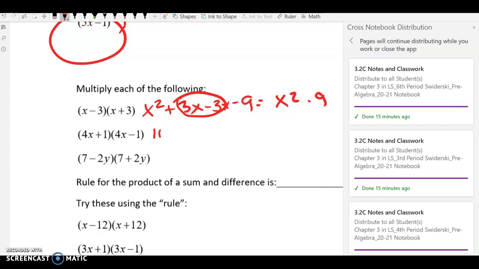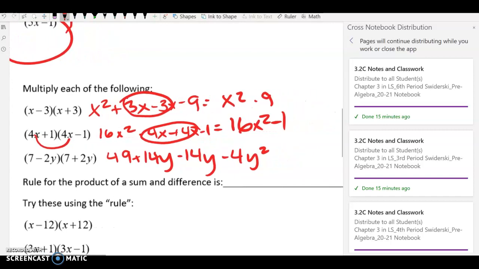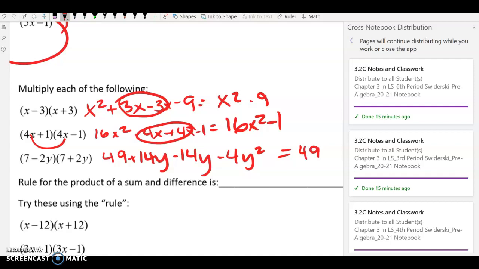Next one, same idea. First, 16x squared. Outsides, negative 4x. Insides, positive 4x. Last, negative 1. These guys cancel, so I'm just left with 16x squared minus 1. Do you see a pattern yet? First ones, 7 times 7 is 49. Outsides, plus 14y. Insides, negative 14y. And then we have negative 4y squared. Insides cancel. So for this one, you'll get 49 minus 4y squared.